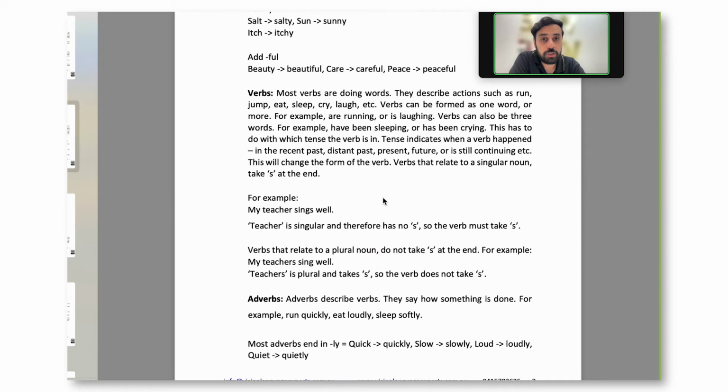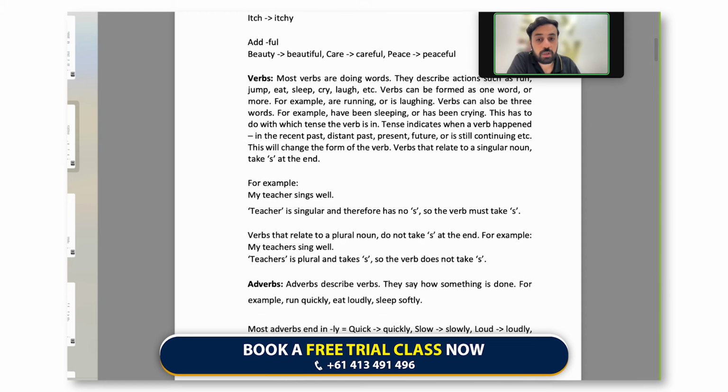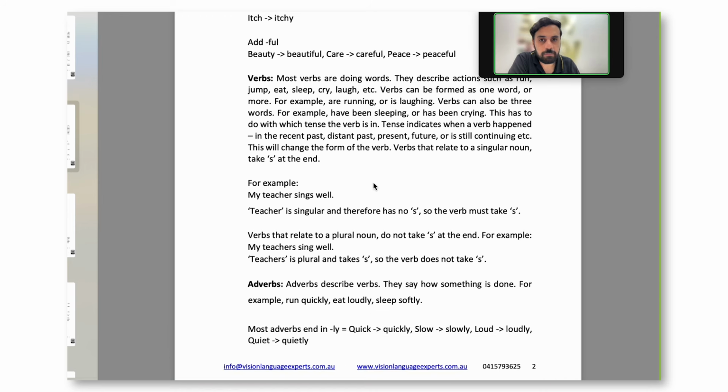Verbs are the words which are considered as activities. When you're doing something, when you're eating, when you're laughing, when you're running. So when you are doing something, it is always considered as a verb. On the other hand, adverbs are the words which describe verbs, such as quickly, slowly. Running is an activity, but if you're doing it slowly, that is an adverb. If you are running quickly, that is again an adverb. So make sure that you understand this distinction.